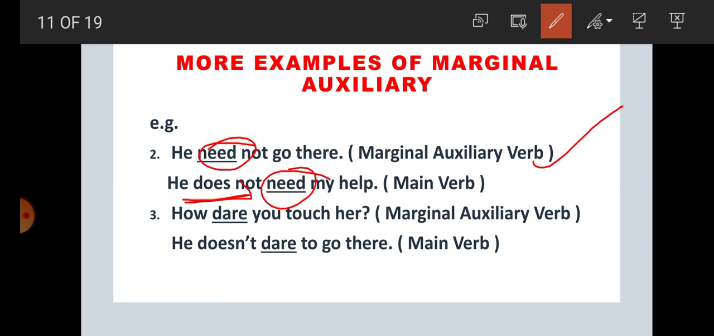Clear? Now, next example, students, about dare. How dare you touch her? Here dare is what? A marginal verb. And second example, he does not dare to go there. So what is dare here? Dare is the main verb because the helping verb does not is used here. So with the help of these examples, it is very clear that used to, need and dare are marginal auxiliaries because they are used both as auxiliary and main verb.